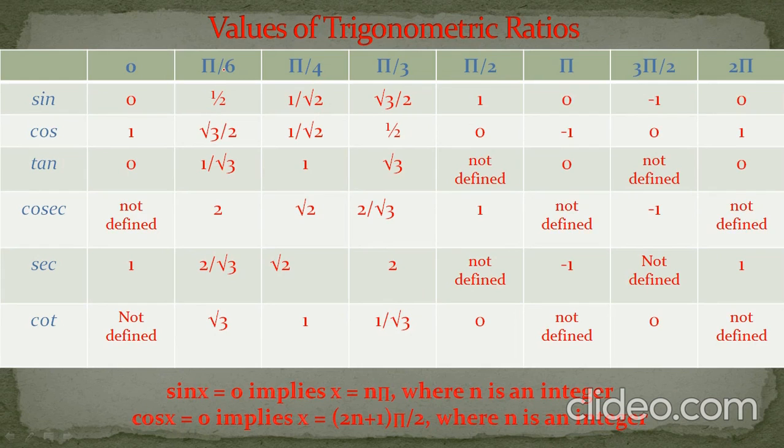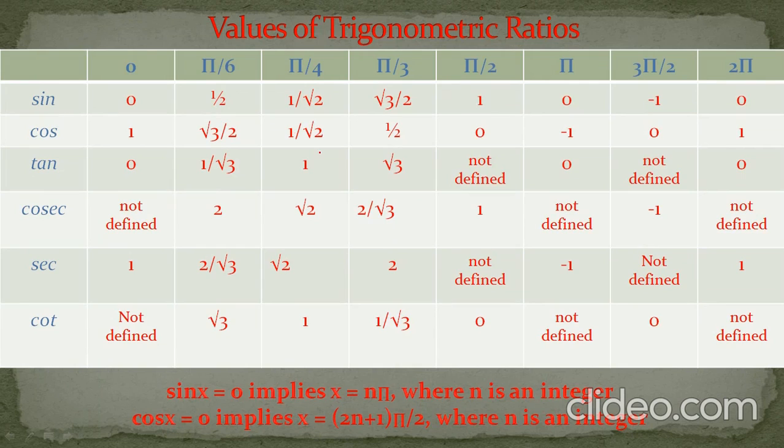Now again see the angle pi by 6, that is 30 degree. Sine 30 degree is 1 by 2. Cos 30 degree is root 3 by 2. So if we divide the value of sine by cos, what we get is 1 by root 3. So tan 30 degree or tan pi by 6 is equal to 1 by under root 3. Similarly, sine pi by 4, that is 45 degree, is 1 by root 2, and cos pi by 4 is also 1 by root 2.